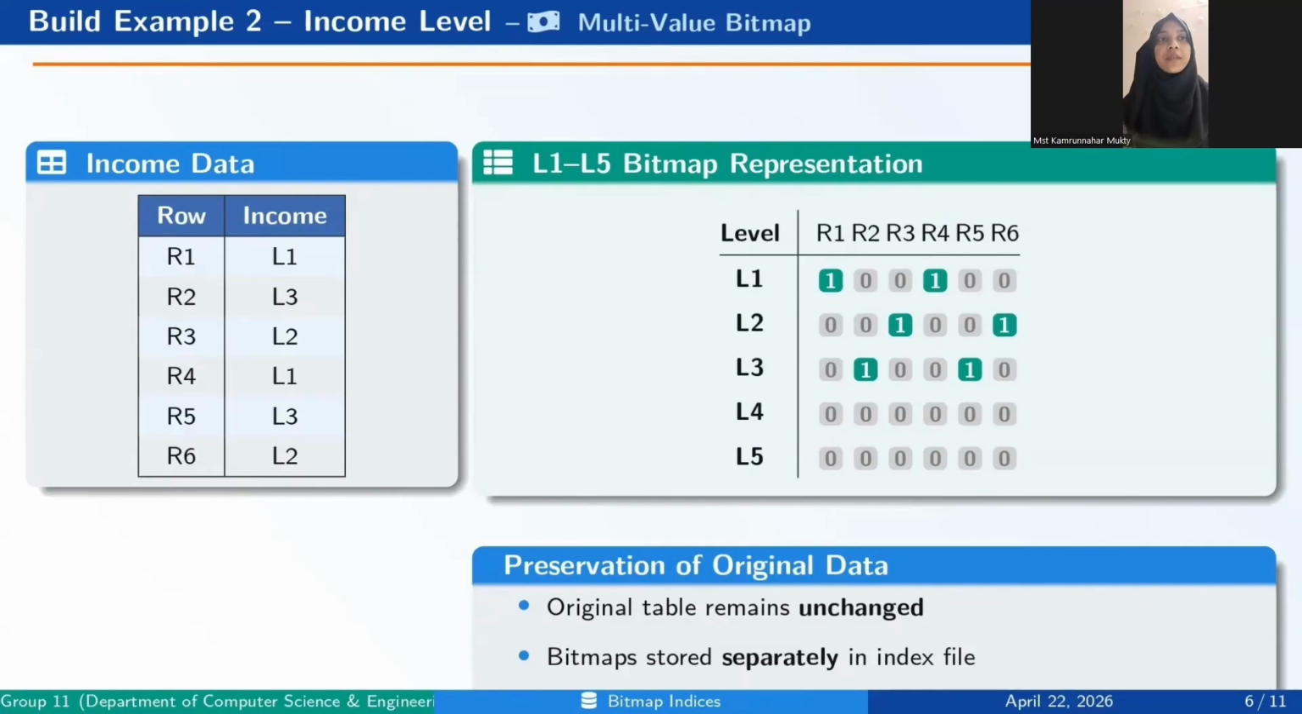And L4 and L5 are all zeros because no record contains those values. An important observation is that each row has exactly one 1 across all indexes, representing the original data accurately and making storage efficient.